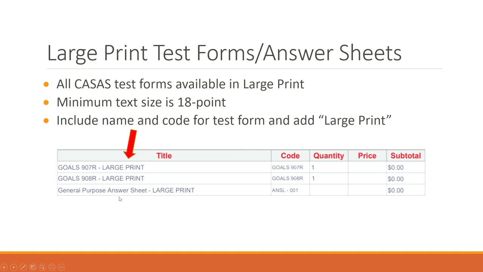As I mentioned before, all test forms are available in large print. So large print test booklets have a minimum font size of 18 point. Please be sure to indicate large print on your order form. So right next to the regular code, you would just indicate large print.